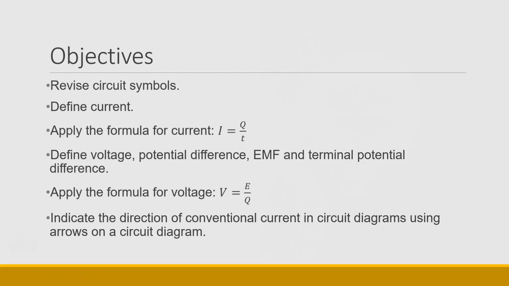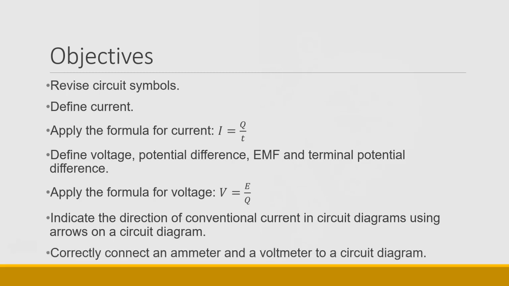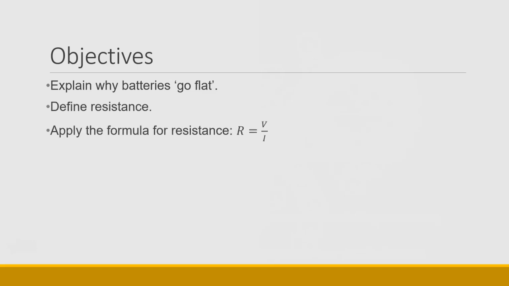We will indicate the direction of conventional current in circuit diagrams. We will understand the difference between conventional current and real electron flow. We will learn how to connect an ammeter and a voltmeter to a circuit diagram. We will explain why batteries go flat. We will define resistance. We will apply the formula for resistance of R equals V over I.